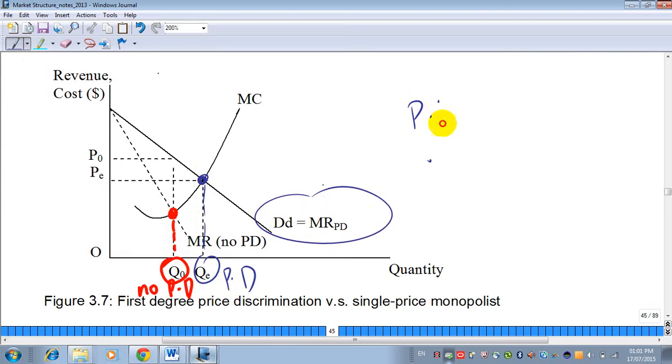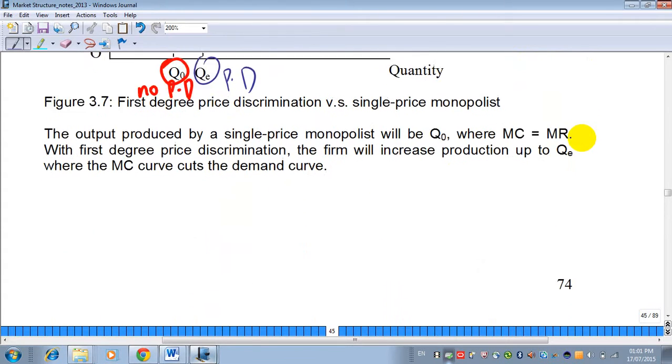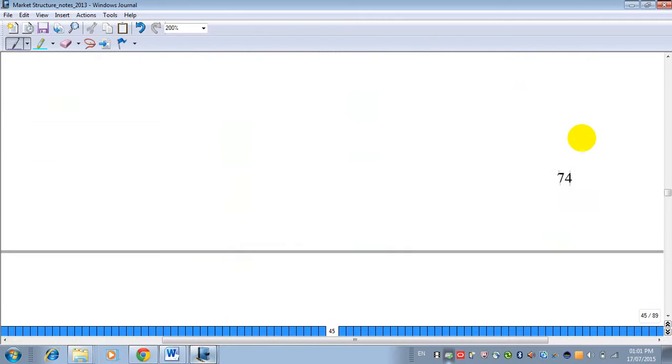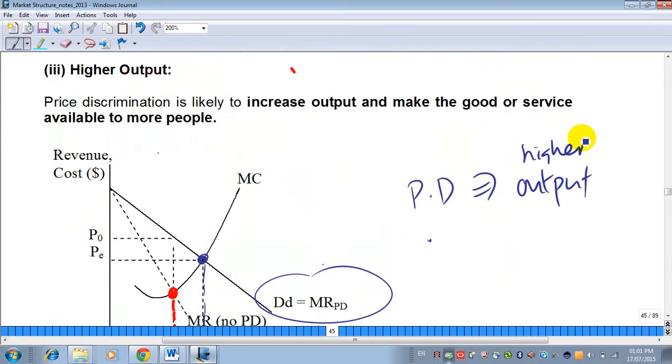And so with PD, there would definitely be a higher output, right? And you know that with a higher output, in a way, there's increased output, it makes the good or service available to more people. You can put it like it benefits consumers. In a way, having a higher output benefits consumers. All right?